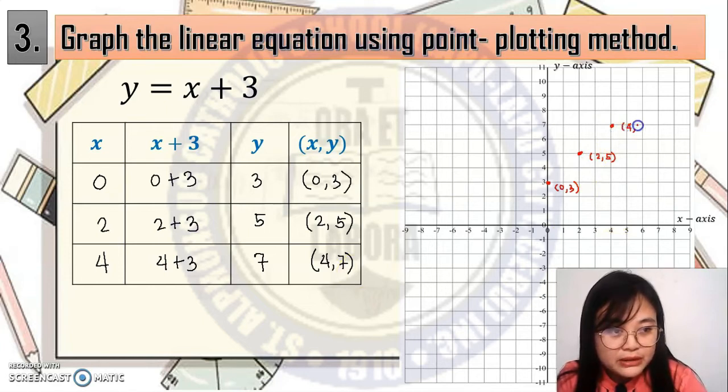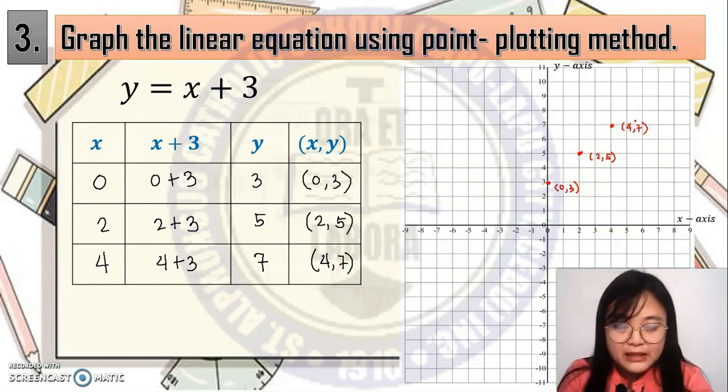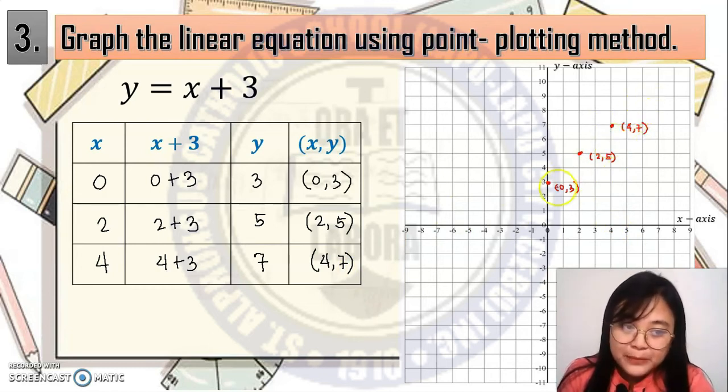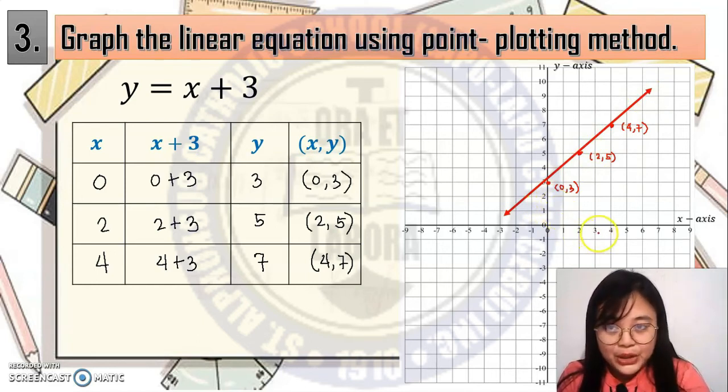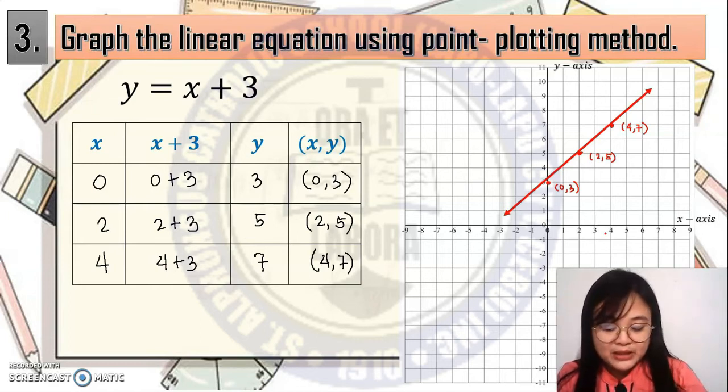And then lastly, connect the 3 points using a straight edge or ruler and make sure that you put arrowheads on each end. So class, this is now the example, or all the examples, for graphing a linear equation using the point plotting method, or the two-point method. I hope you have learned something and you are now ready to answer the formative assessment. Thank you and good luck.